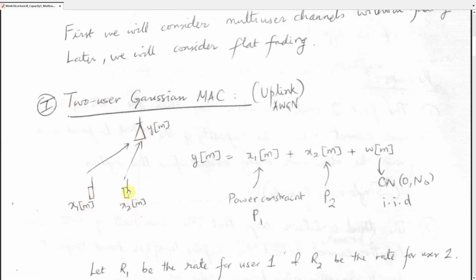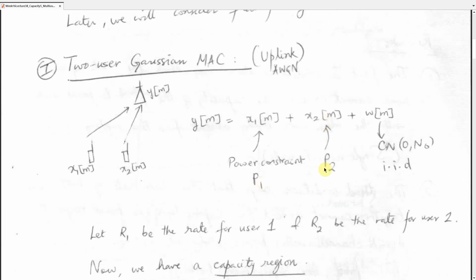X1[m] and X2[m] are the symbols or the data transmitted from terminal 1 and terminal 2 respectively. This is the channel to the base station, the uplink. At the base station we have Y[m], the received signal. How is Y[m] constructed? Y[m] is equal to X1[m] plus X2[m] plus W[m], where user 1 has a power constraint of P1 and user 2 has a power constraint of P2. W[m] is complex normal distributed noise with zero mean and variance N0, and the AWGN channel is IID.